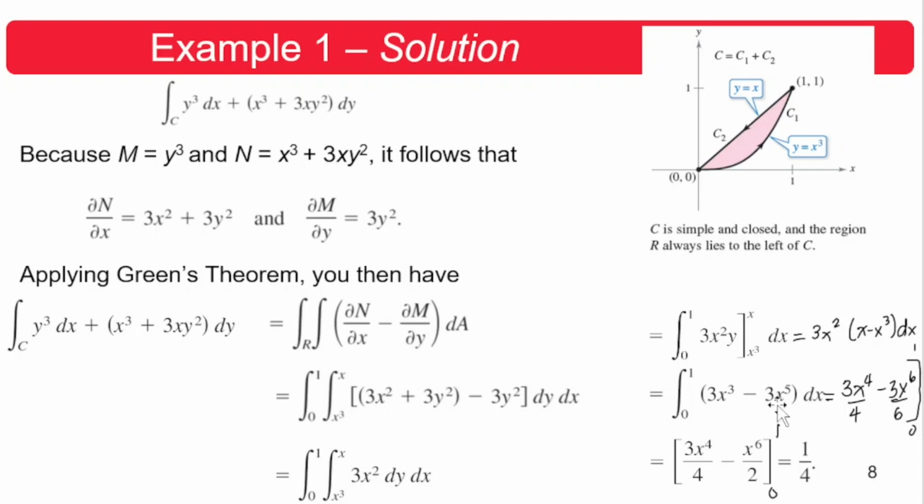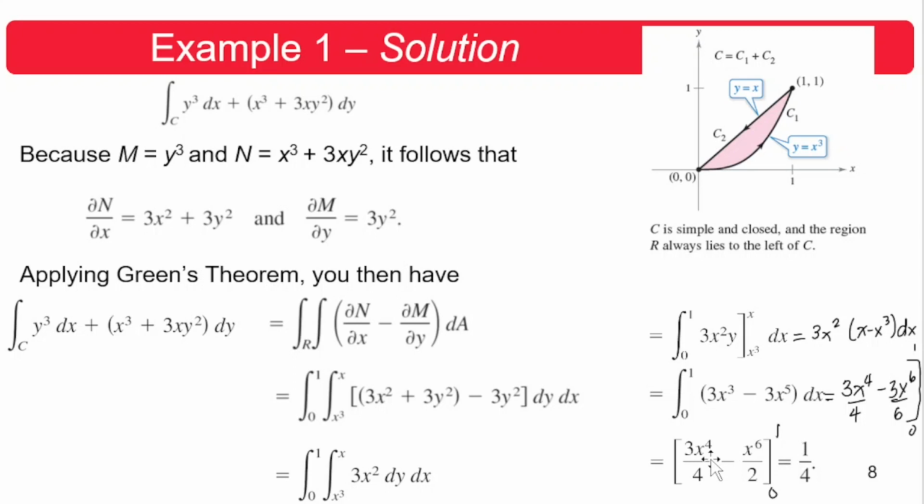And then integrating this with respect to x, so this 3x cubed dx becomes 3x to the fourth over 4 minus the integral of 3x to the fifth dx, which is 3x to the 6 over 6, evaluated from 0 to 1. Okay, so simplifying further, 3 and 6 are both divisible by 3. So this can be written as x to the 6 over 2 evaluated from 0 to 1.